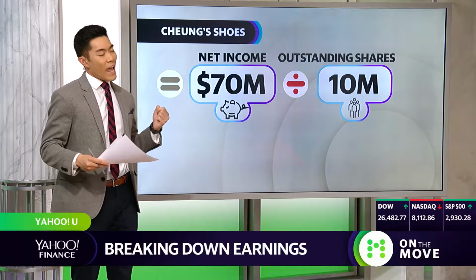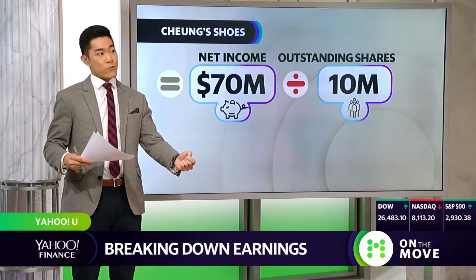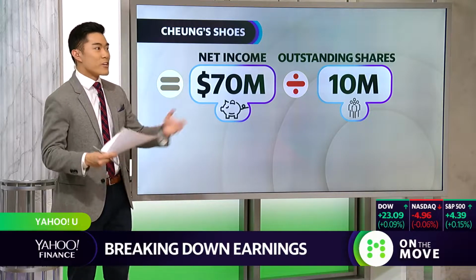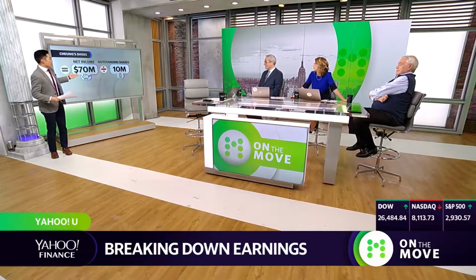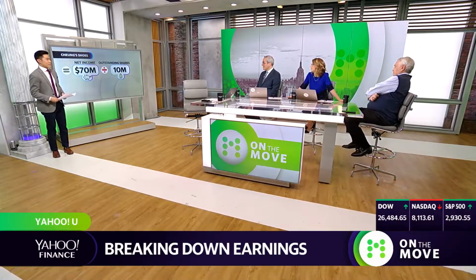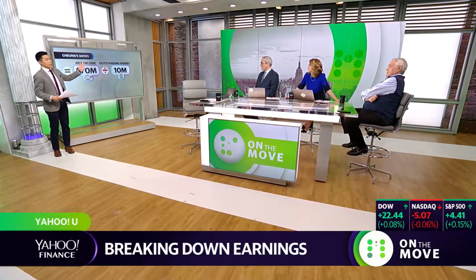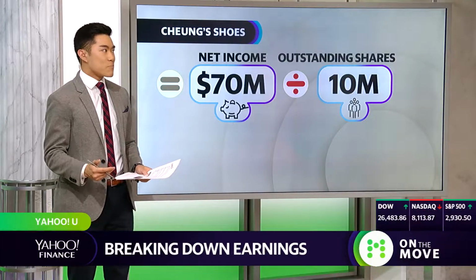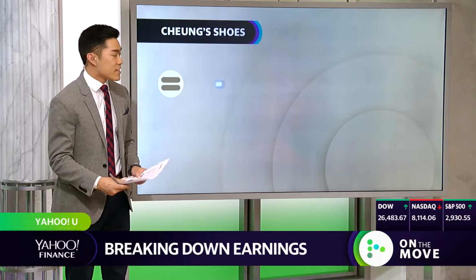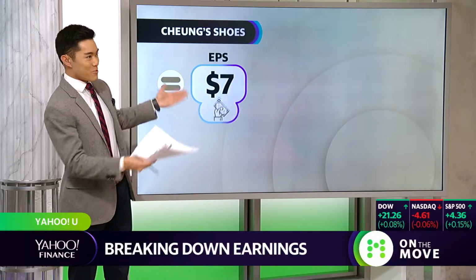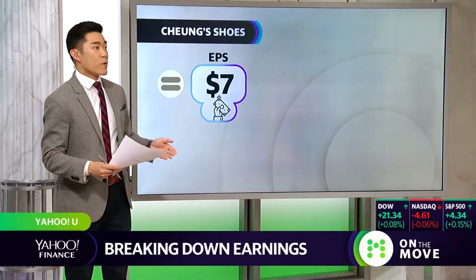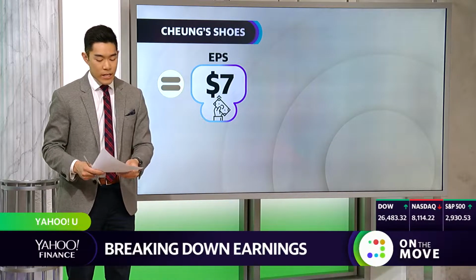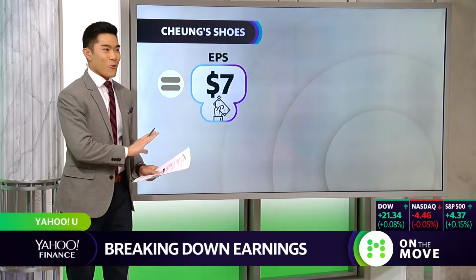But also now we're looking at how much money I give out to the shareholders who have stock in Cheung's Shoes. So Julie and Adam, you have shares in Cheung's Shoes. So you are part of the 10 million outstanding shares that exist. So we divide 70 million by 10 million. That gives us the earnings per share. And EPS is basically the bottom line. That is effectively $7 when we divide 70 by 10. And that is how much money each share will get in terms of the amount of earnings that I have made.